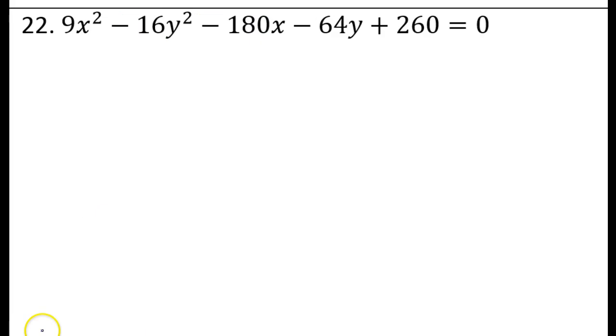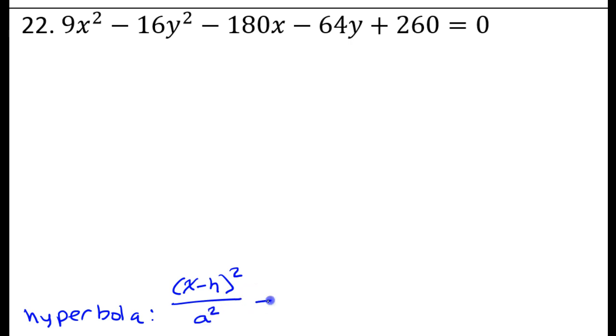Number 22 is another hyperbola. And again, I know this because the signs of the x squared and y squared terms are different. One's positive and one's negative. Whenever that happens, it is a hyperbola. The model for a hyperbola looks like this: x minus h squared over a squared minus y minus k squared over b squared is equal to 1. So this is what we're shooting for.